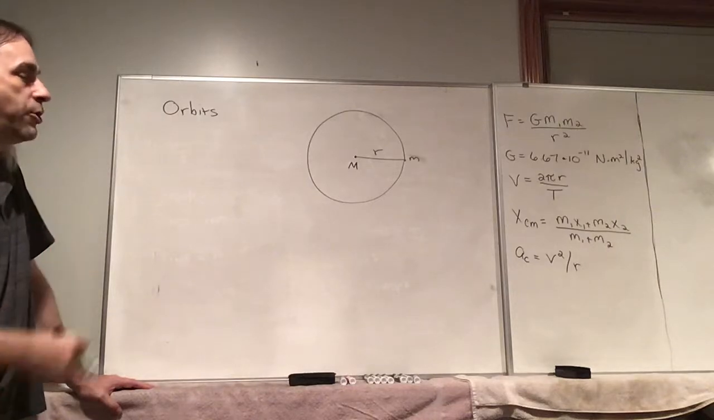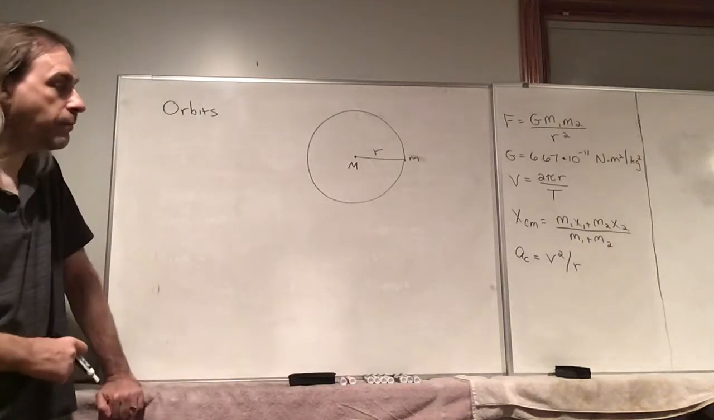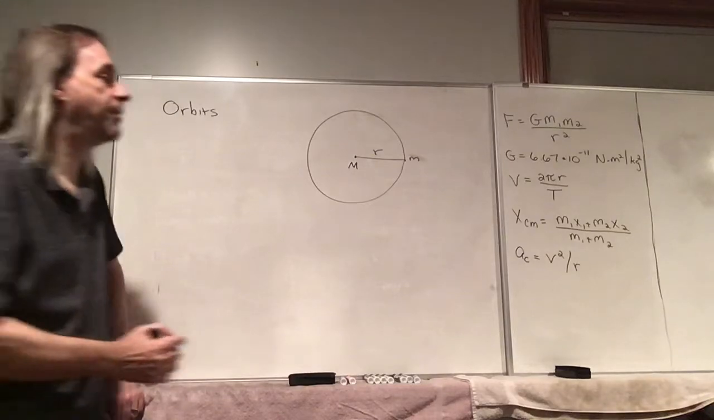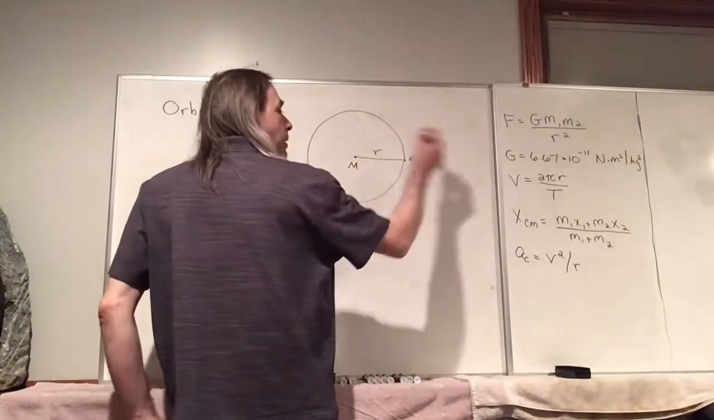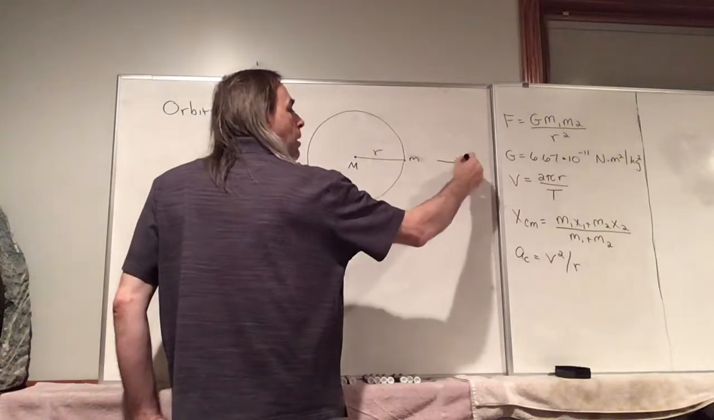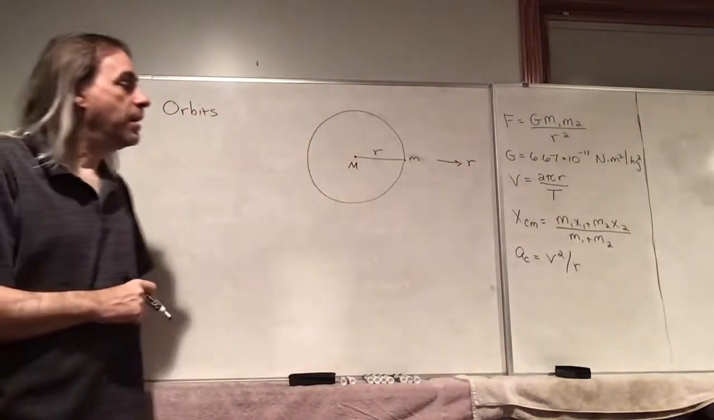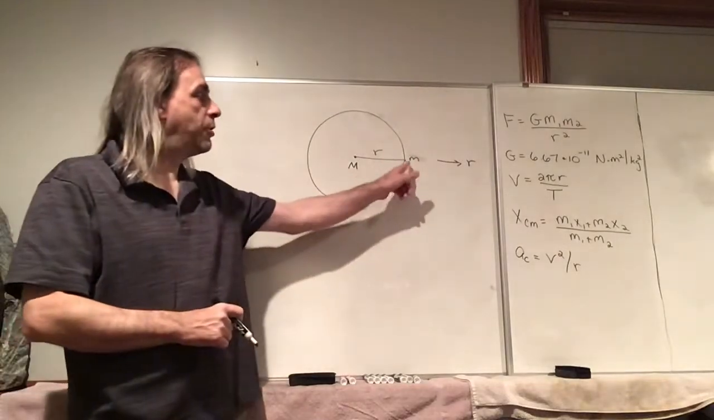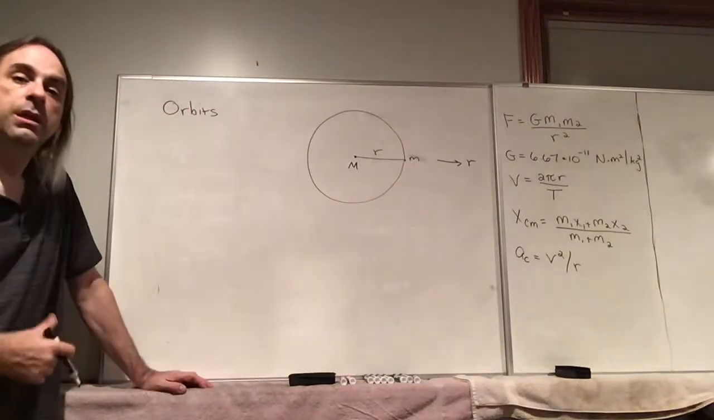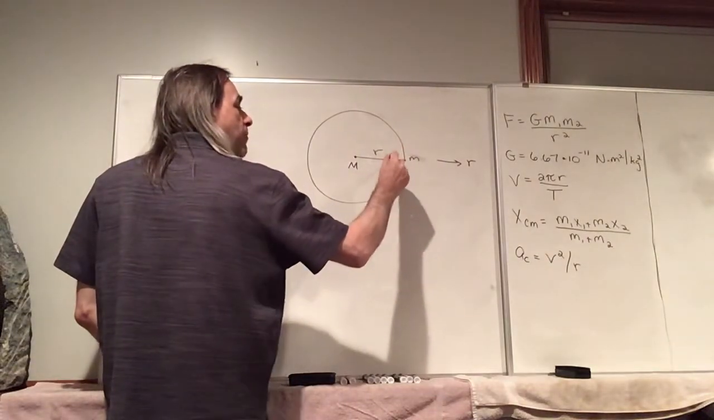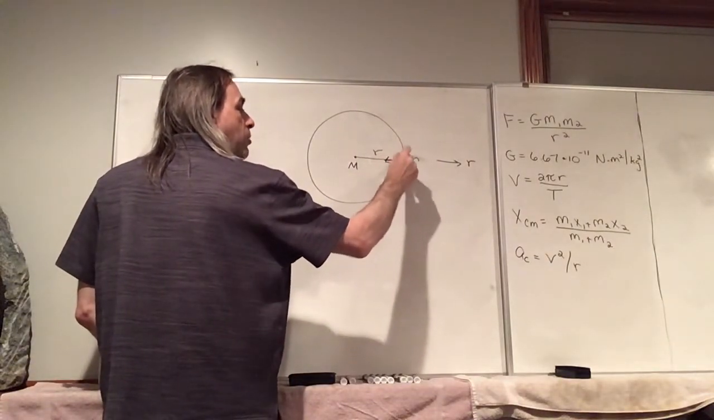And so we want to apply Newton's second law here. Let's say that's our origin, so our radial direction is outward. Now let's apply Newton's second law to this planet. There's one force acting on this planet, and that is the force of gravity, which is inwards towards the center.